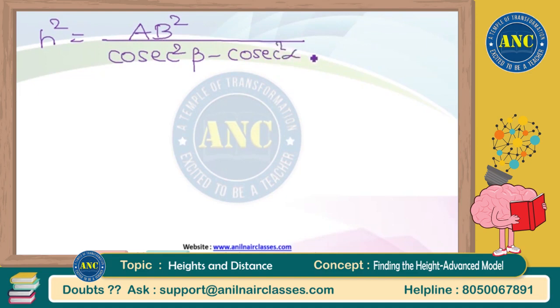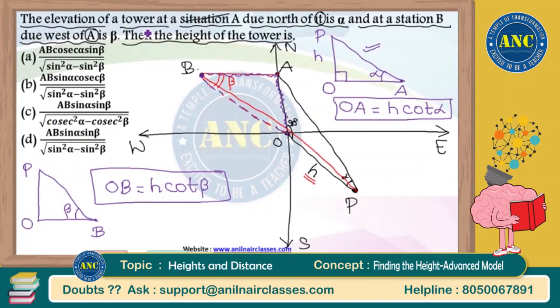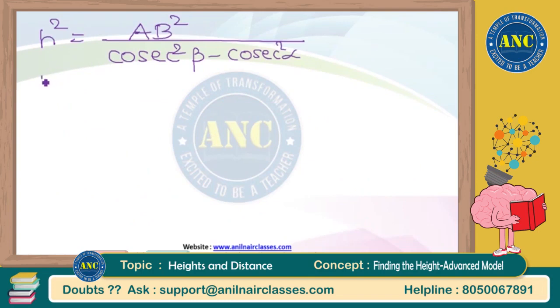But unfortunately, the answer option for H is not in cosecant, it is in sine. That means let us convert cosecant to sine. H is equal to AB, square root is AB.